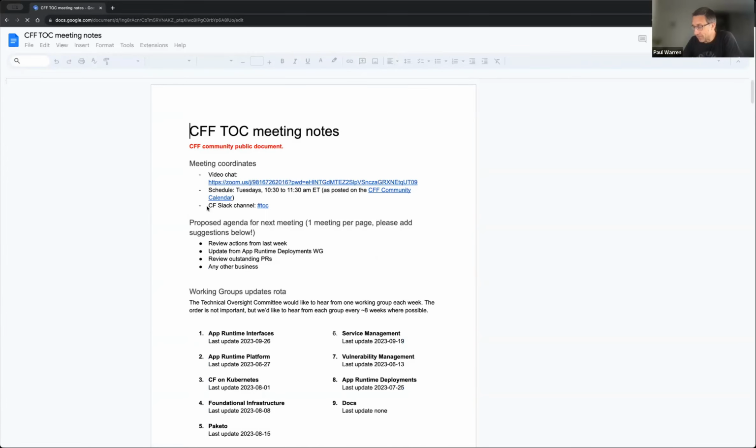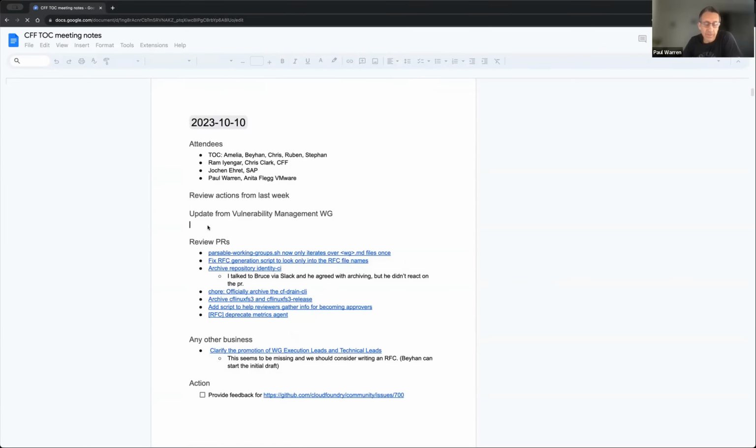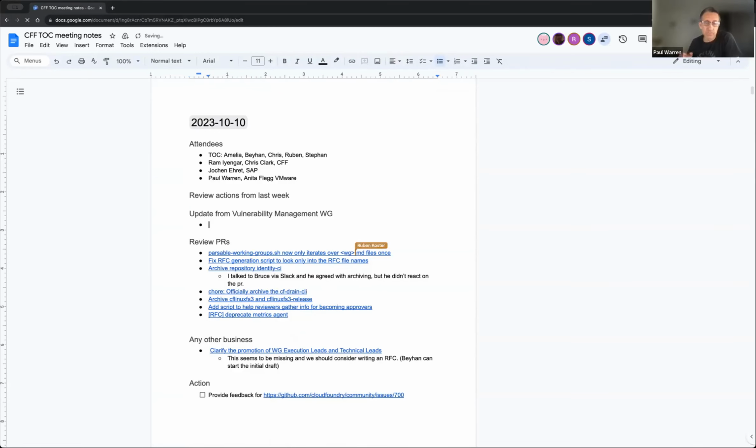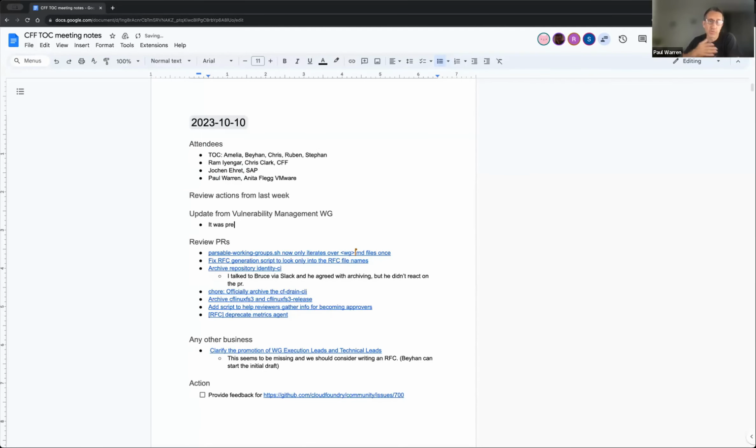The update from the Security Vulnerability Working Group is it's been pretty quiet for us since the last time we spoke. Honestly, we haven't had many issues to deal with at all, which is a good sign, I guess. The only thing of note really is that the system we use to track the fixes for vulnerabilities in Ubuntu through into the stemcells and the CF-Linux FS4 has been a little bit spotty.